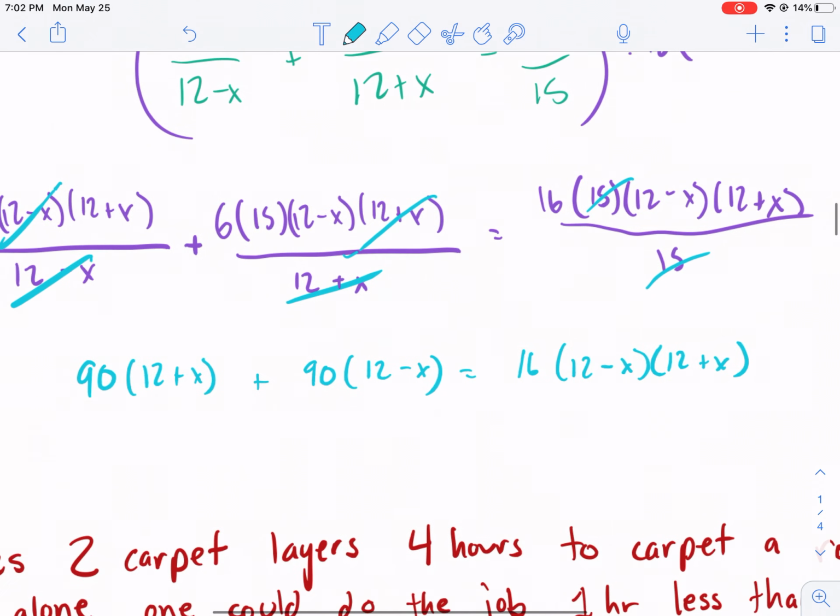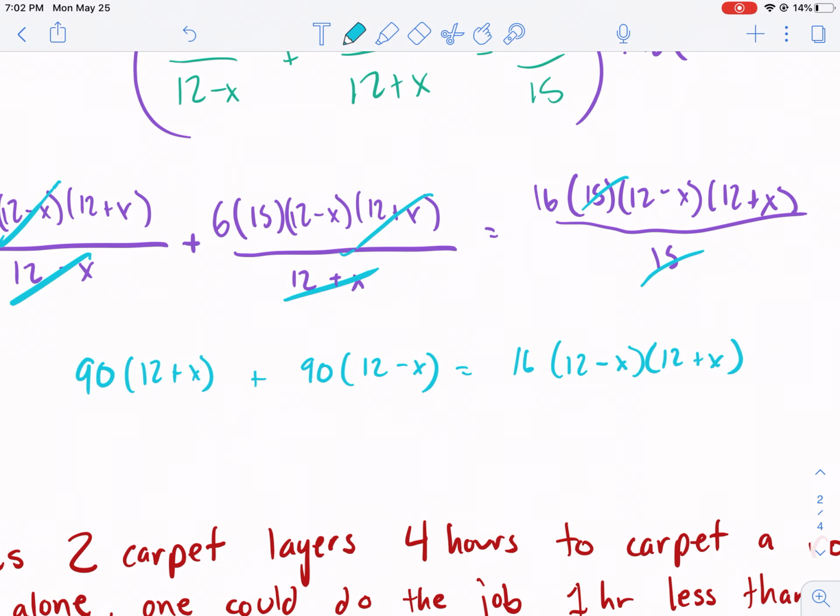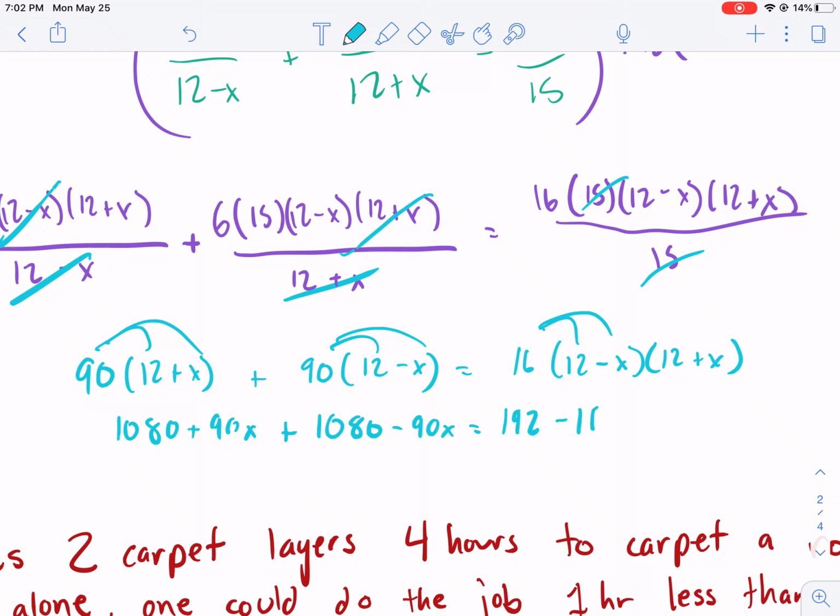Now it's just a matter of simplifying. We have a really big problem here, but we can do just fine. We're going to do 90 times 12, and that gives us 1080. So we have 1080 plus 90x plus 1080 minus 90x after I distribute, equals 16 times 12 minus x times 12 plus x. By the way, if you don't want to see all this, you can fast forward and make your lives a little easier. This could get a little tedious, as math often does.